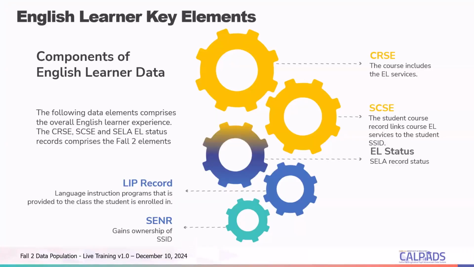To report English Learner Services for a student, 3 steps must be completed. And the first step is to report a student as an English learner in the Student English Language Acquisition or SELA records in Fall 1. So that should be completed already by the time you get to the Fall 2 submission. And that is the first step in reporting English Learner Services for a student, is to report the student as an English learner in a SELA record in CalPADS.